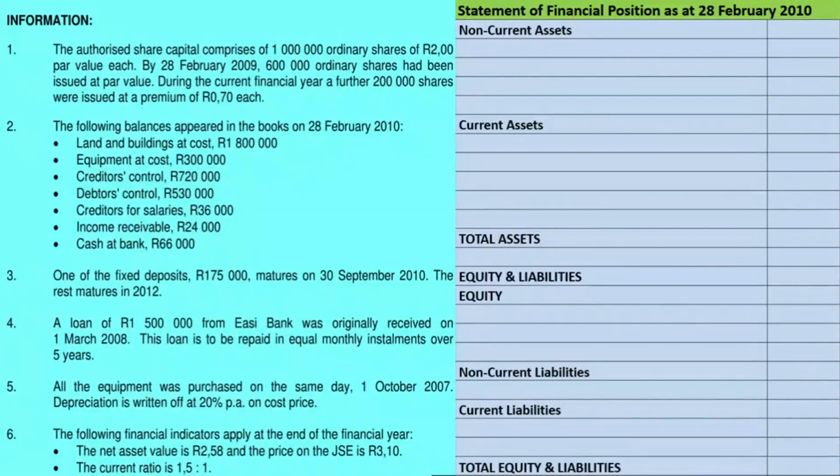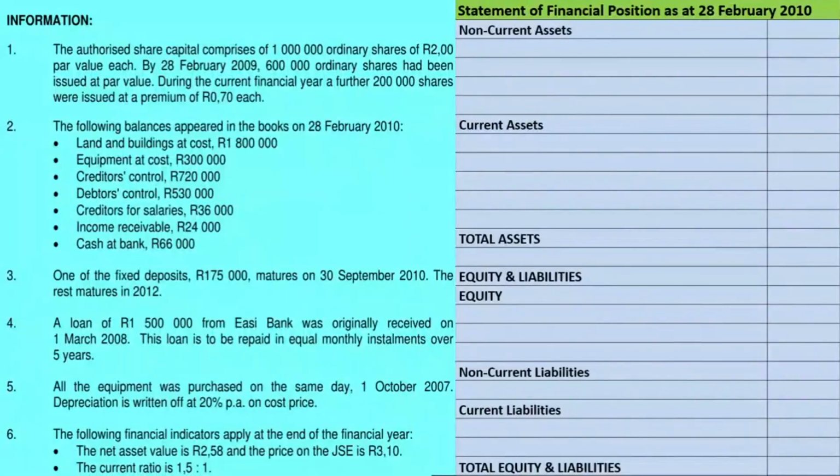Another thing to note here is the premium. If a share is issued at a premium, that means it's issued at an amount over and above the par value. So if they tell us that the premium is 70 cents each, that means it was issued at 2 rand plus 70 cents each. So it was issued at 2 rand 70 cents each. And when we record our ordinary share capital, we record it at par value, and the share premium will be recorded separately. So whenever we record our share capital, even though some of it was issued at a premium, we'll record it at par value, and then we'll record the share premium.